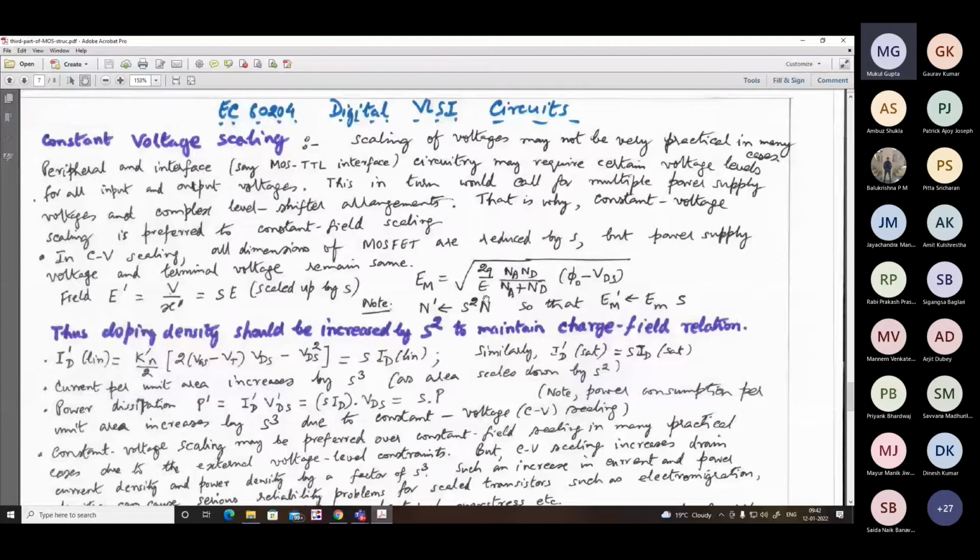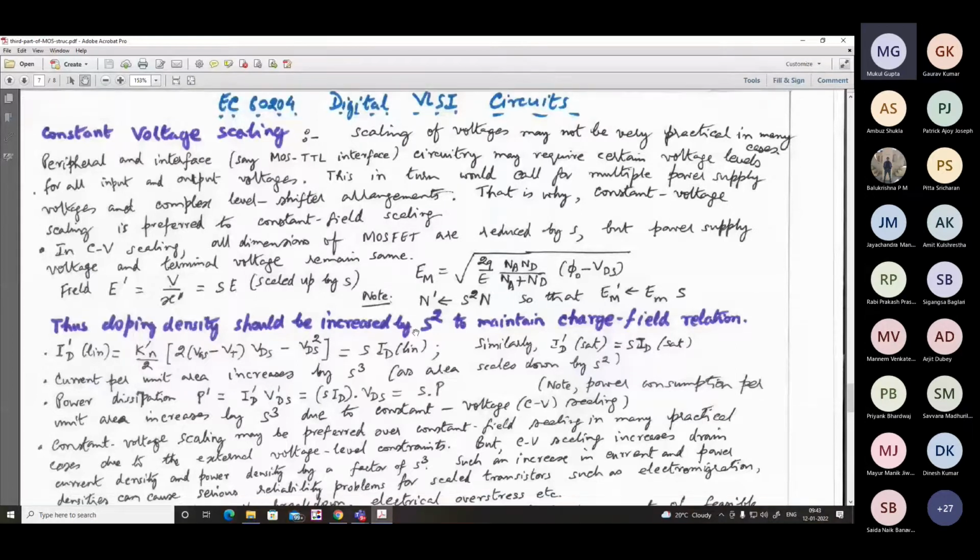So here you see that Em prime will become S times Em. Unless the doping is increased by S square, you cannot achieve this, because within the square root it should be S square. So only if Na increases by S square and Nd increases by S square, then S to the power 4 by S square becomes S square, because the voltages will not be tampered with, they will remain the same. Thus the doping density should be increased by S square to maintain the charge field relation.